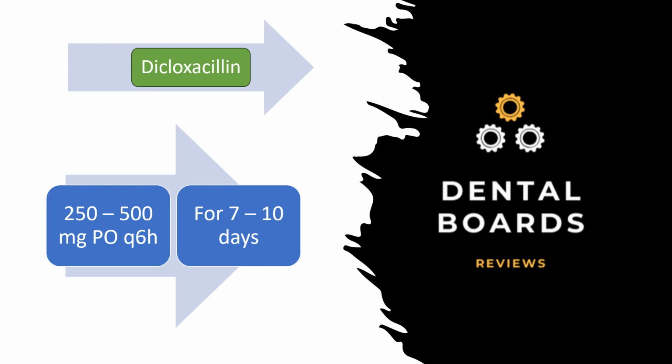Dicloxacillin. I put it here as green because for somebody who has salivary gland infections, most of the culprit is Staphylococcus aureus. So dicloxacillin is very effective against Staph aureus. The way you prescribe it is you give 250 to 500 milligrams PO, by mouth, every 6 hours, and you can give that for 7 to 10 days.